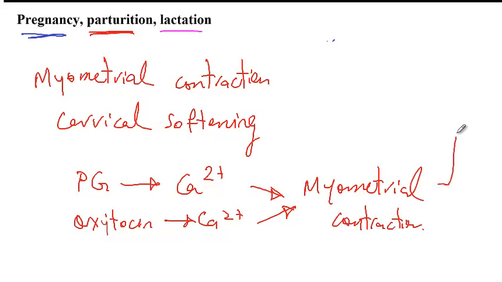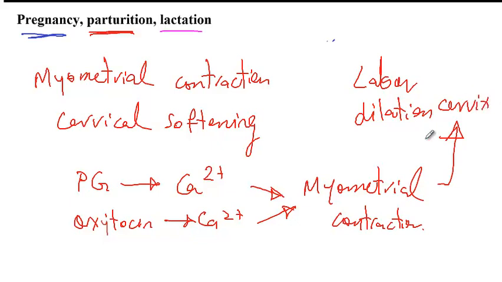And so consequently it can lead to initiation of labor, and then there would be cervical softening due to the loss of the collagen, and therefore there would be dilation of the cervix in order to allow for the delivery of the baby.